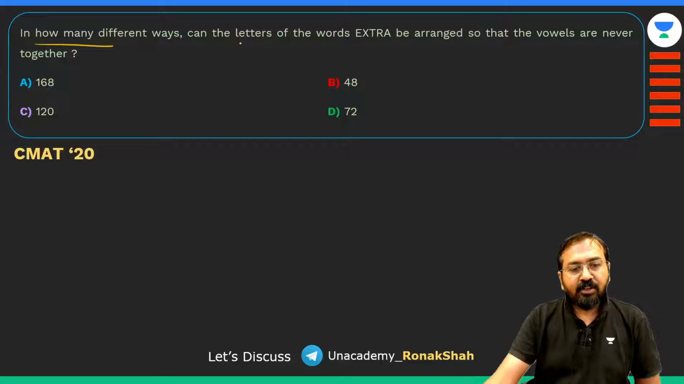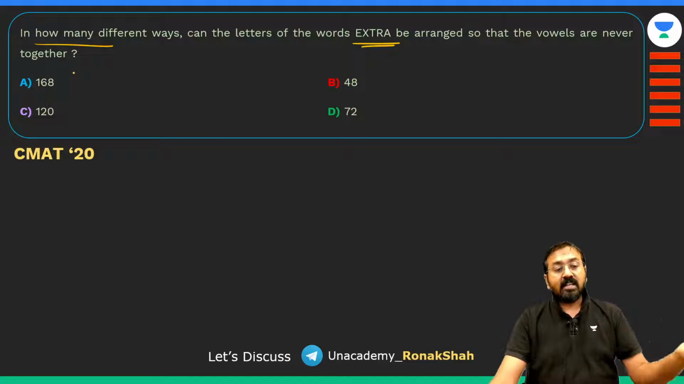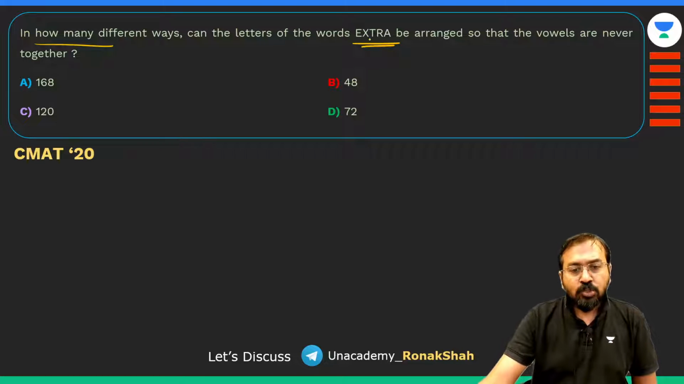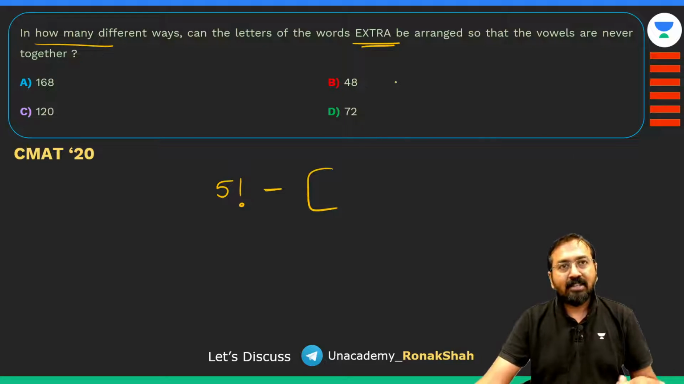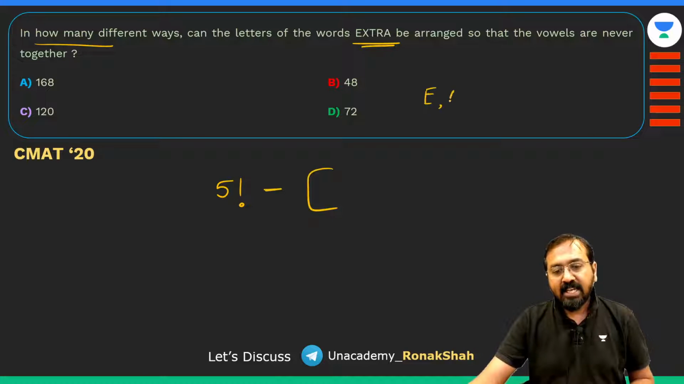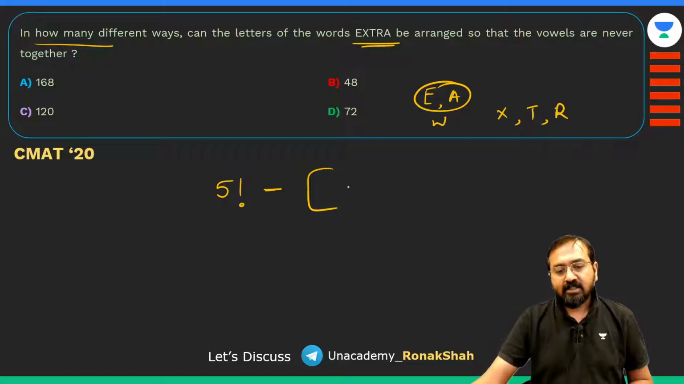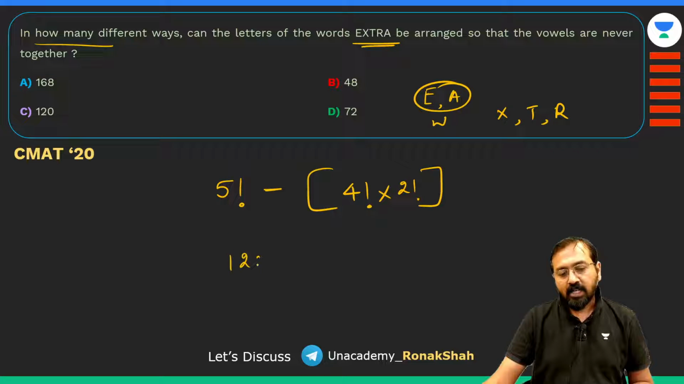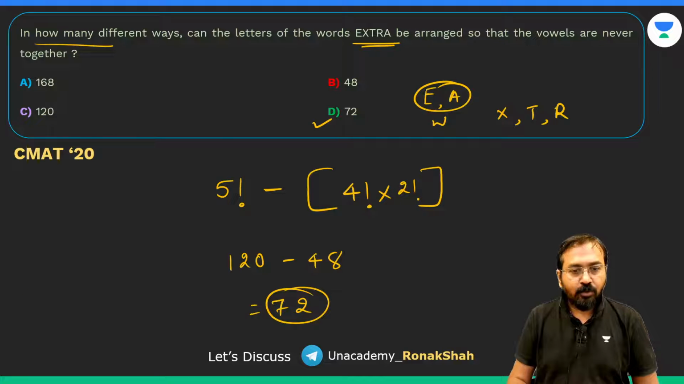Similarly, in how many different ways can the letters of the word EXTRA be arranged so that the vowels never come together? This is a CMAT 2020 question. So first of all, without any condition, these letters can be arranged in 5 factorial ways, and I'll subtract those ways in which vowels are together, because we have understood that method. So keep E and A together and consider them as one letter W, and then X, T, R. So these 4 letters can be arranged in 4 factorial, and these 2 letters further in 2 factorial ways. So this will come out to be 120 minus 48. So our answer will be 72 ways. So this was once again a simple question. This is how you can solve the question.